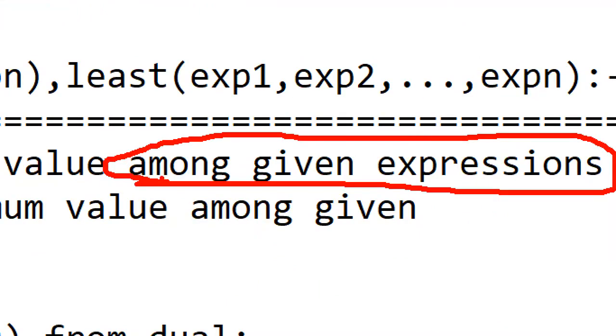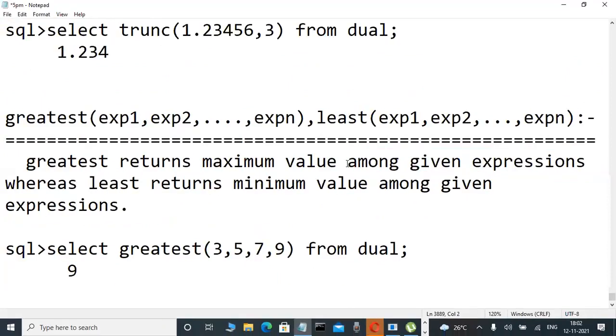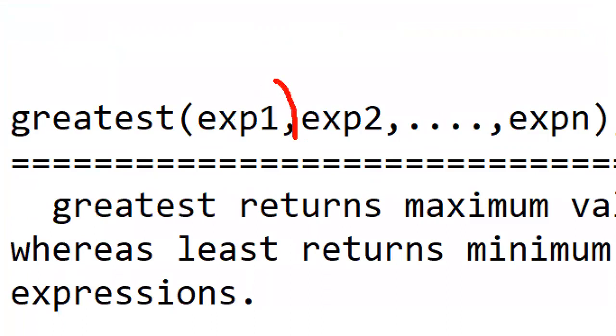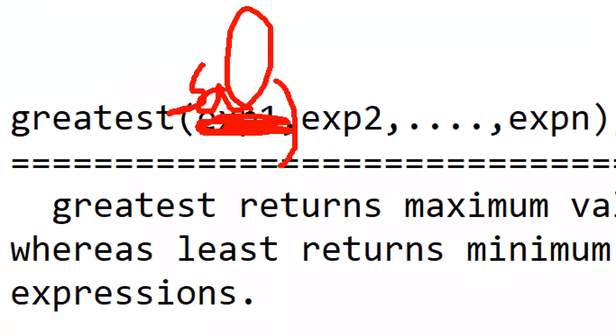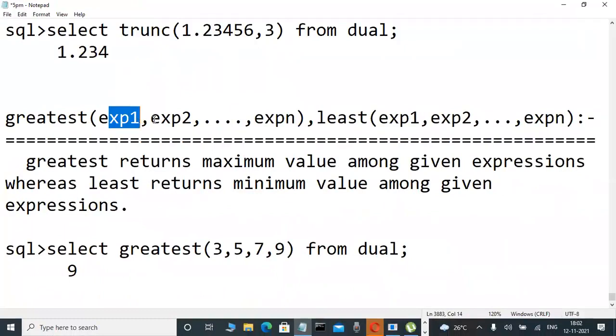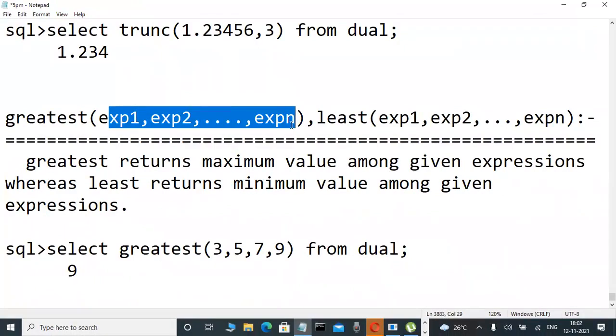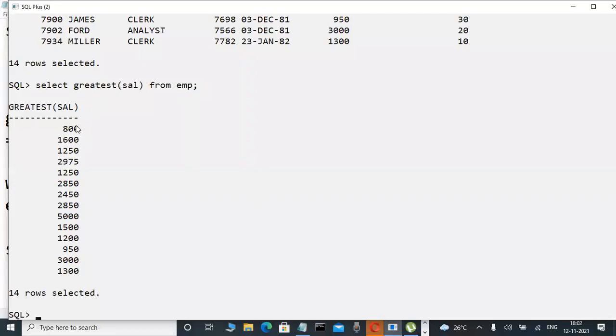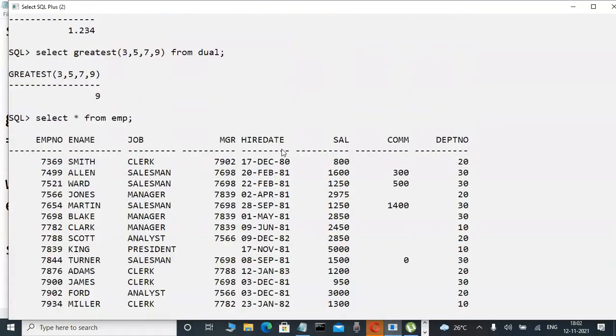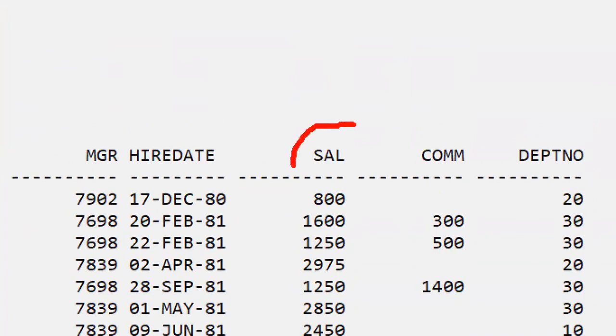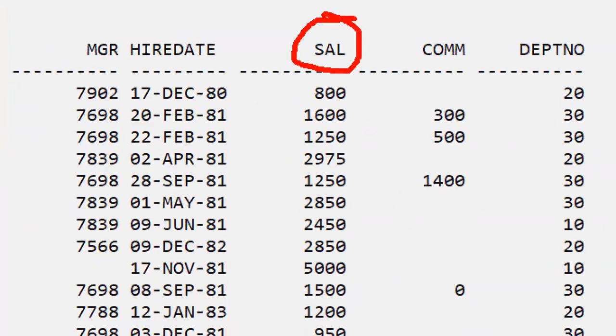Only when more than one expression is there do the greatest and least functions work. A single expression will not work. Here we are passing only salary to greatest. You are not passing another column, that's why it is not working. The significance of greatest is the number of expressions, more than one expression. That is important. Suppose it is a single column, a single expression, then don't go for greatest. We use the max function.